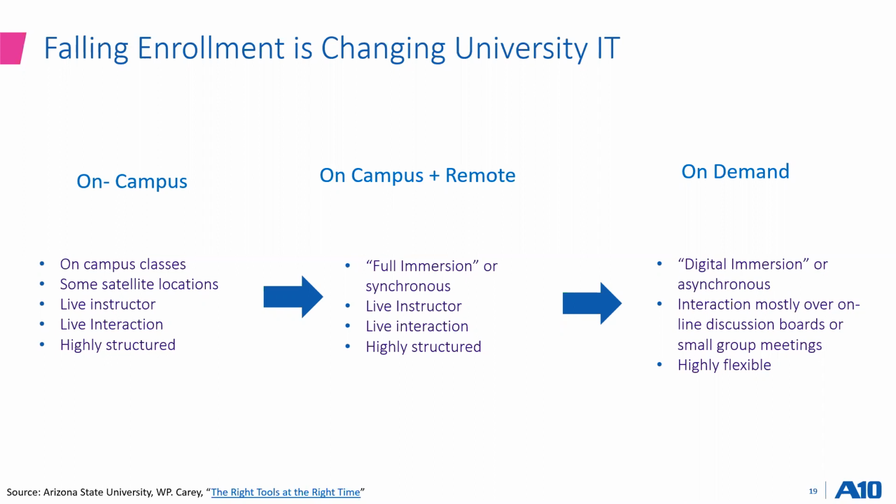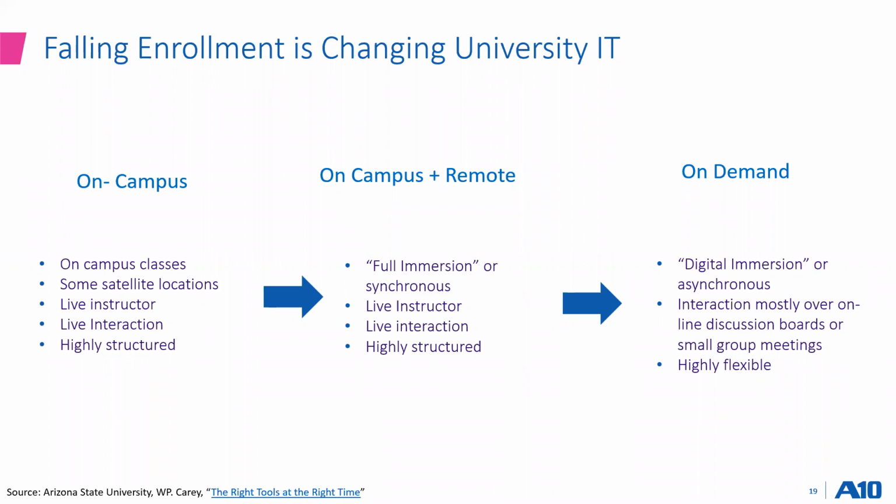The on-campus is the traditional on-campus environment. We may have some satellite locations with live instructors, live interaction. It's highly structured. The on-campus plus remote is a combination of on-campus with allowing remote access with a live instructor and live interaction, and it's highly structured. On-demand is really more like an online university. Interaction is mostly over discussion boards or small group meetings, and it's highly flexible and allows the university to expand its education program to a broader audience.